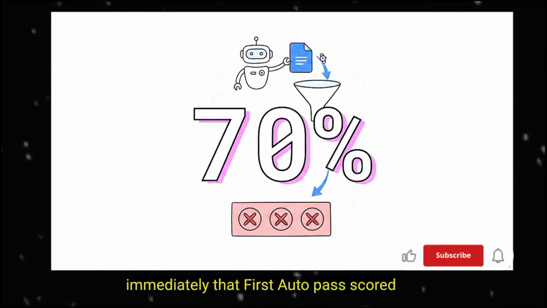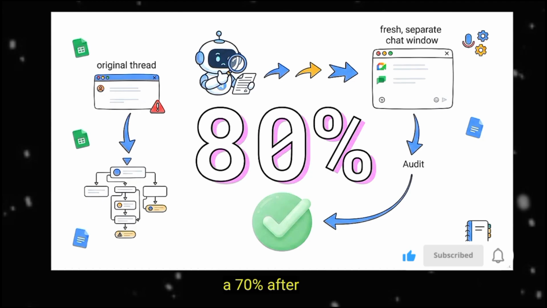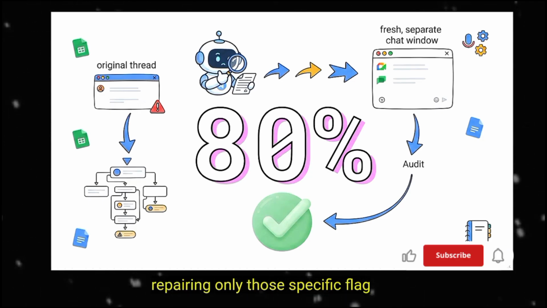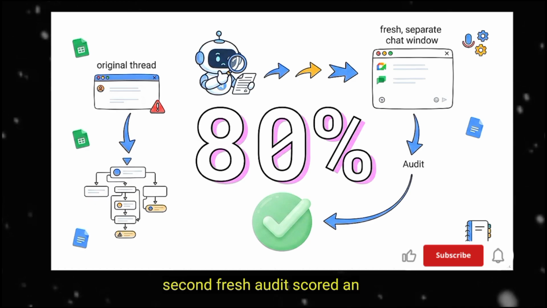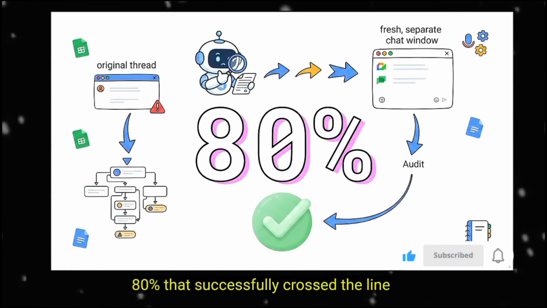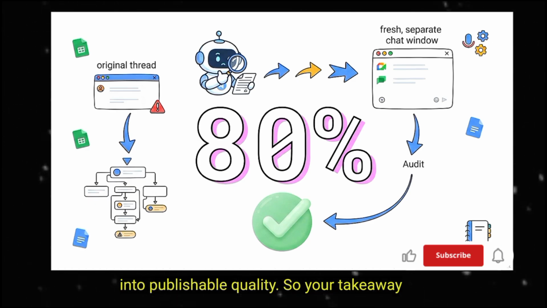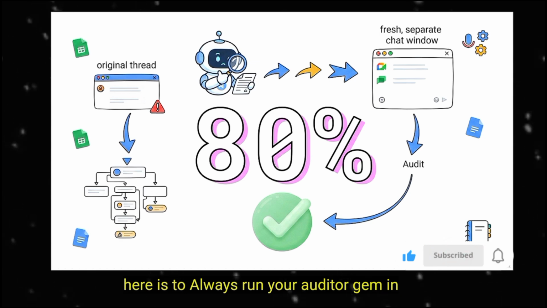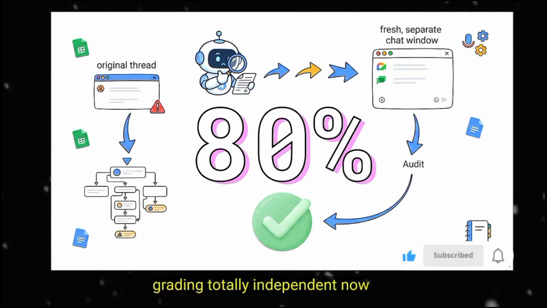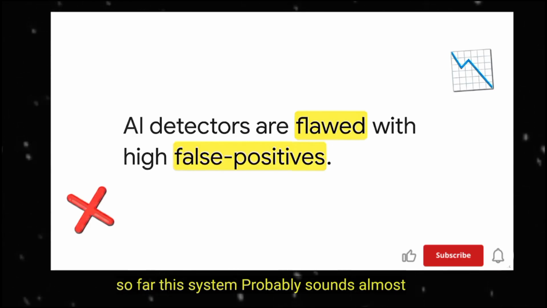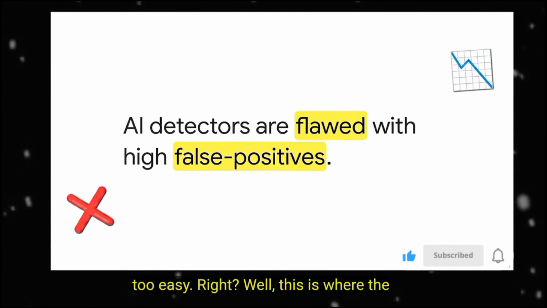That first audit pass scored a 70%. After repairing only those specific flag lines back in the original thread, a second fresh audit scored an 80%. That successfully crossed the line into publishable quality. So your takeaway here is to always run your auditor gem in a fresh, separate chat window to keep the grading totally independent. Now, so far, this system probably sounds almost too easy, right?